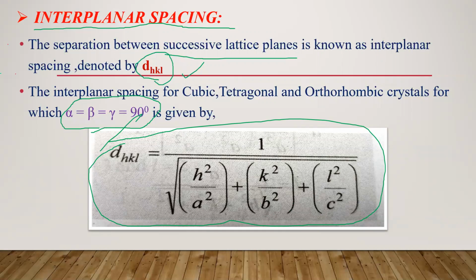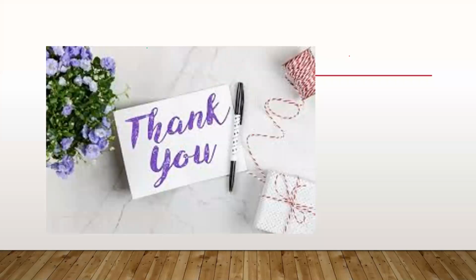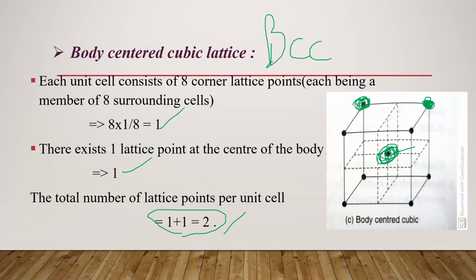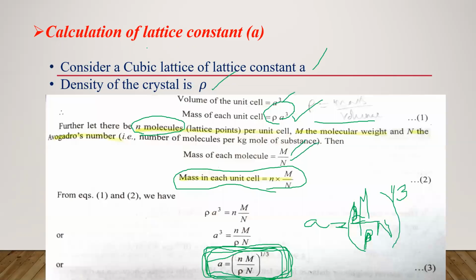So far we have learned many things today. So let me revise once. Let us go back for 2 minutes. We have learned what the lattice points are, how many lattice points there are per unit cell for simple cubic, face-centered cubic, and body-centered cubic structures. And then we calculated the lattice constant for a cubic crystal lattice, that is a equals (nM by rho N) whole power 1 by 3.